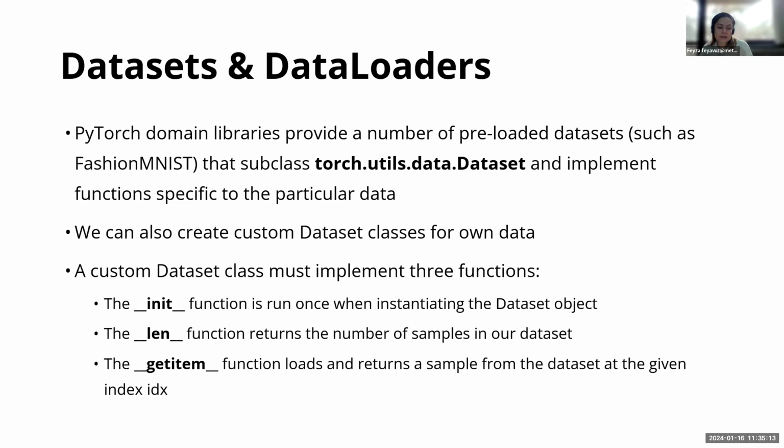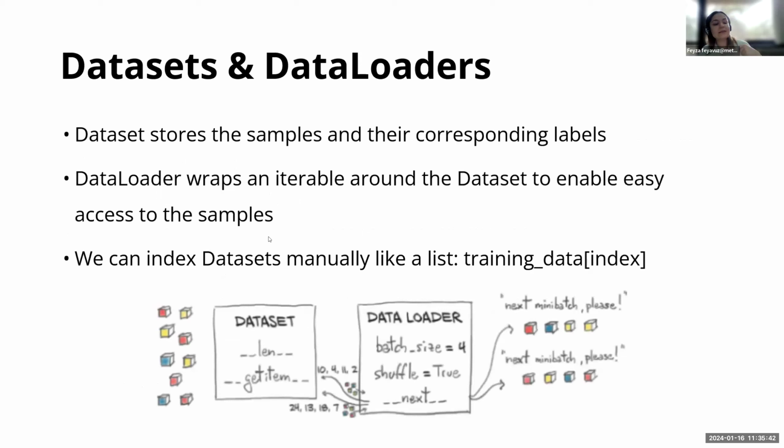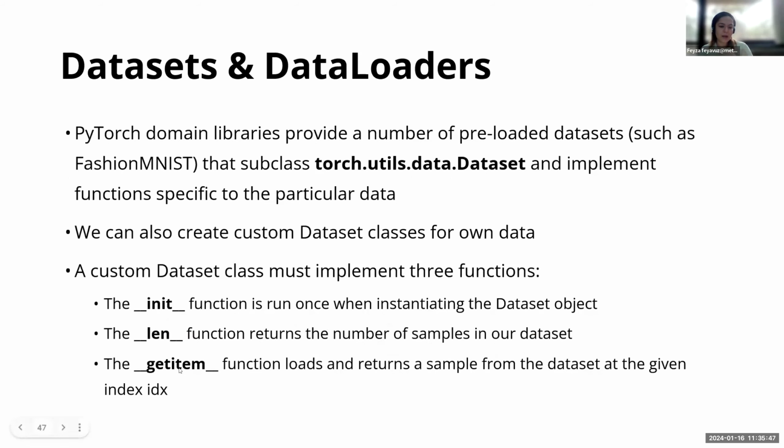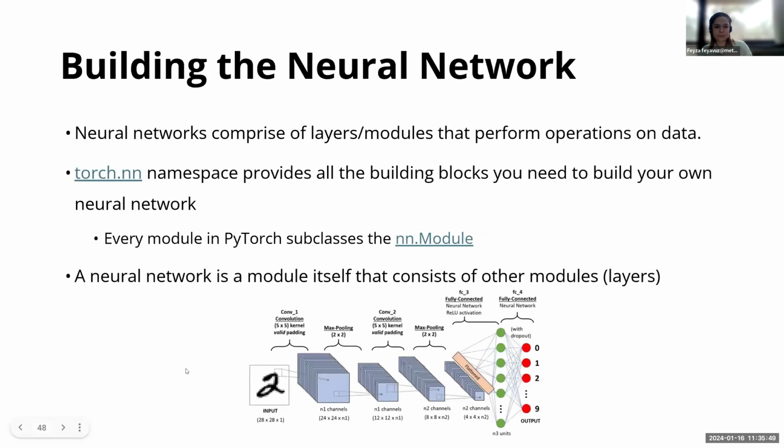To implement a custom dataset class, we must implement three functions: __init__, __len__, and __getitem__. The init function is run once when we construct the dataset object. You can think of it like a constructor. Then the len function returns the number of samples in our dataset, and the getitem function loads and returns the sample from the dataset at the given index. Recall that we said we can index datasets manually like a list for a given index. We do it by defining a getitem function.